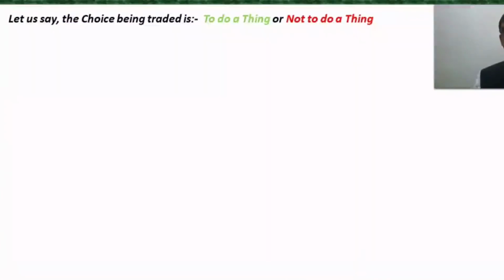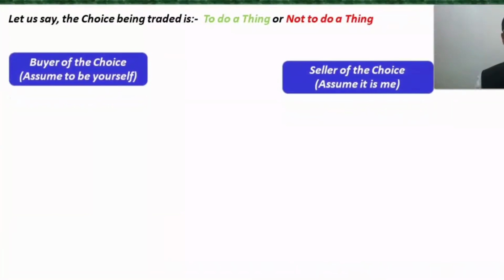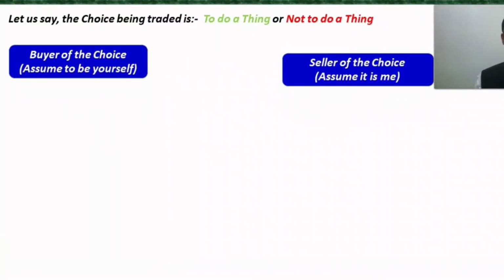Now let us say that the choice which is being traded in the market is a choice to do a thing or not to do a thing. All right. What is that thing? Forget for the time being. Soon we will understand. And let us assume that you are the buyer of the choice and I am the seller of the choice. We are in a marketplace. I am selling a choice and you are buying a choice of doing something or not doing something.